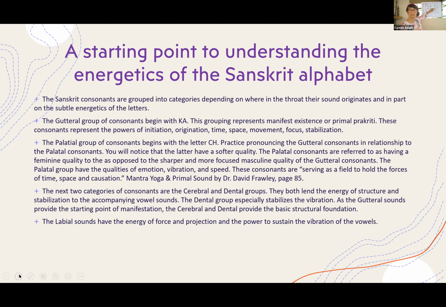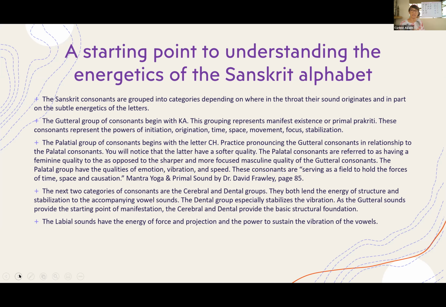Now, when we go to the palatal group, it starts with cha, cha, cha, ja, ja, nya. Now I'm going to recite the guttural, ka, kha, ga, gha, na. So go ahead, you practice saying those too. And you notice a difference. Not only are the guttural pronounced further back in the throat, but there's more of a harsher sound. Whereas when the palatal group of consonants are pronounced a little further in front of the palate, there is some softness to the sound. So the palatal groups are known as having a feminine quality to them.